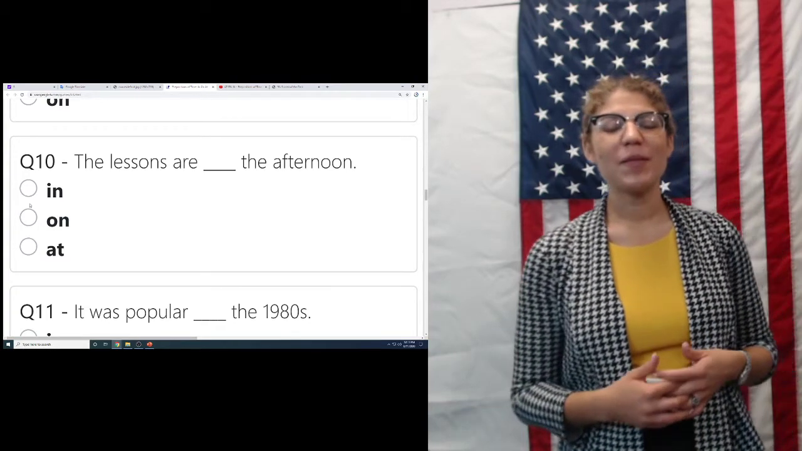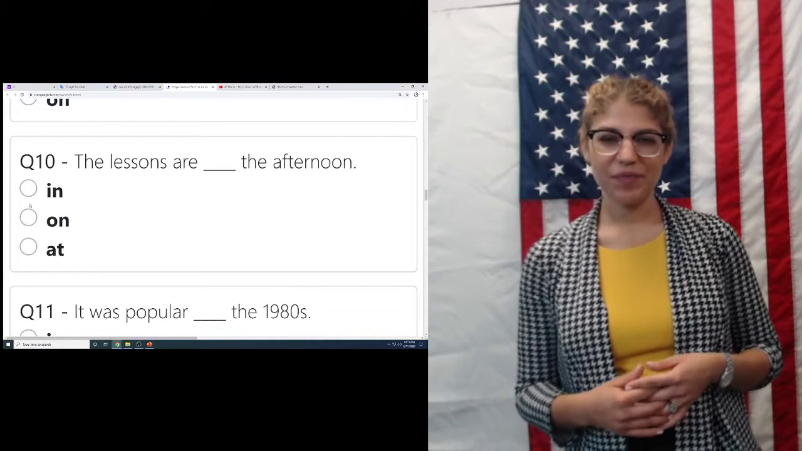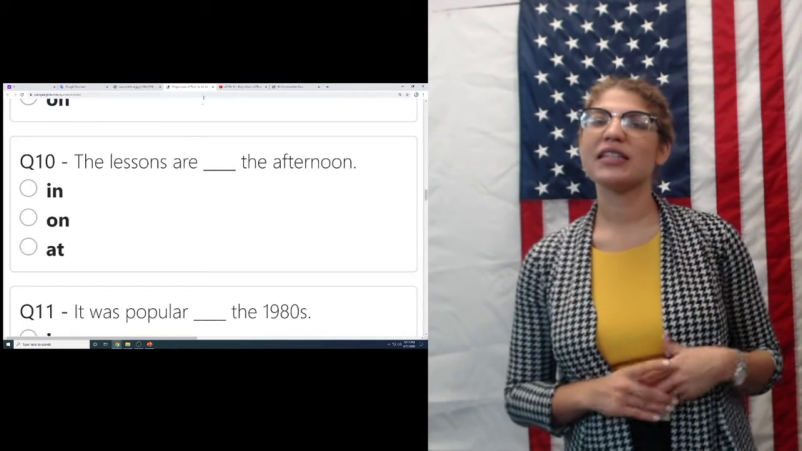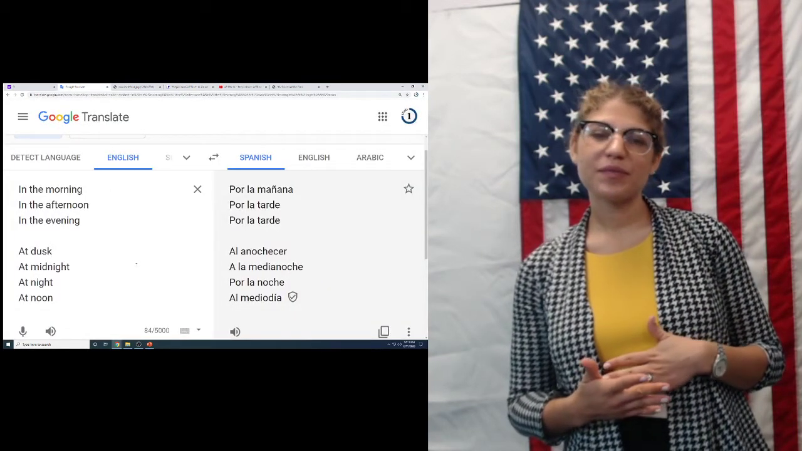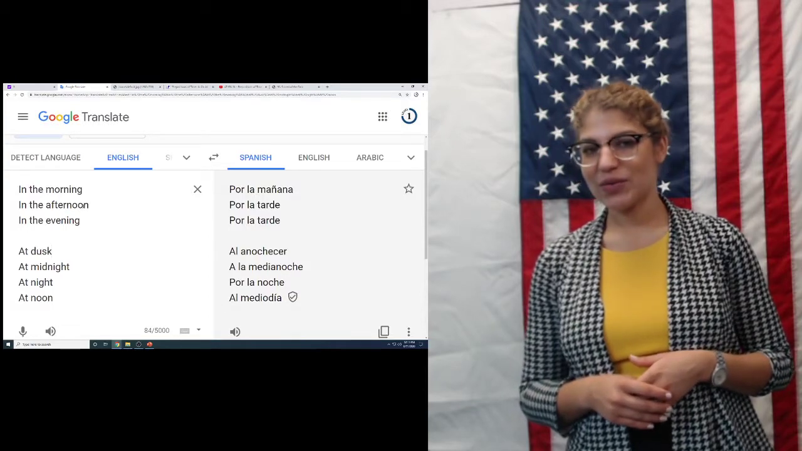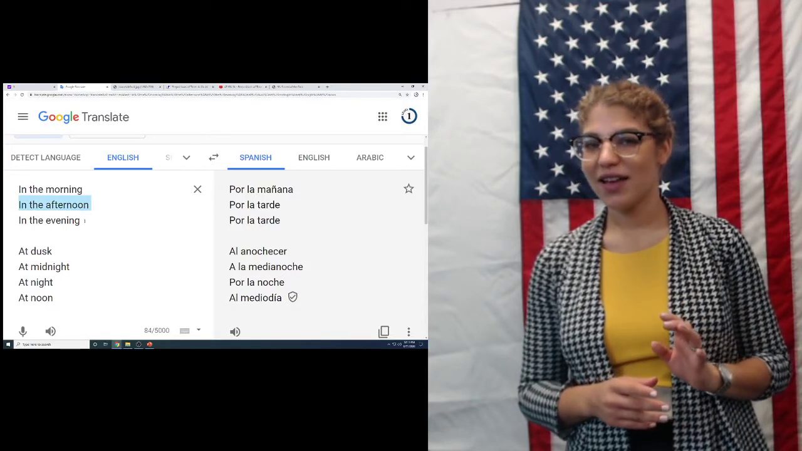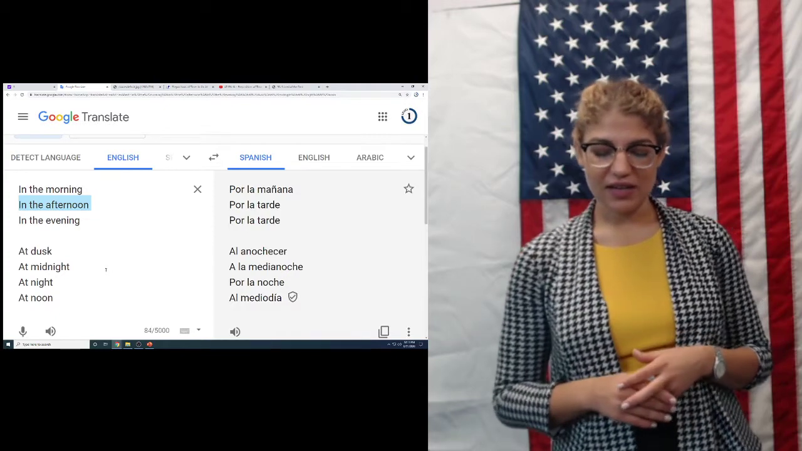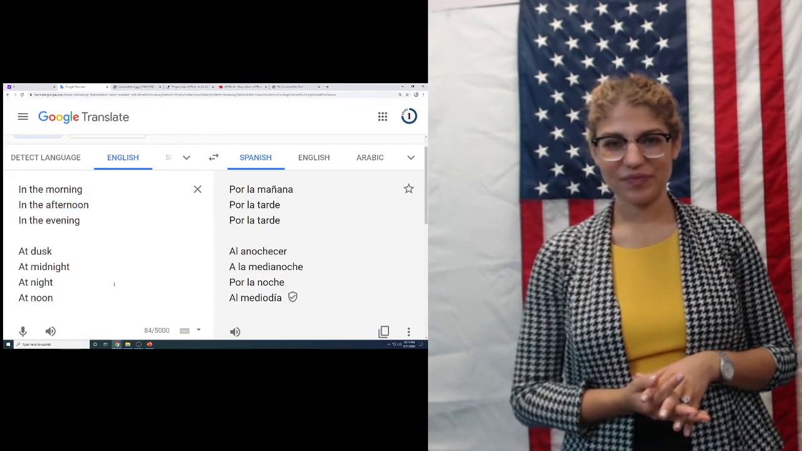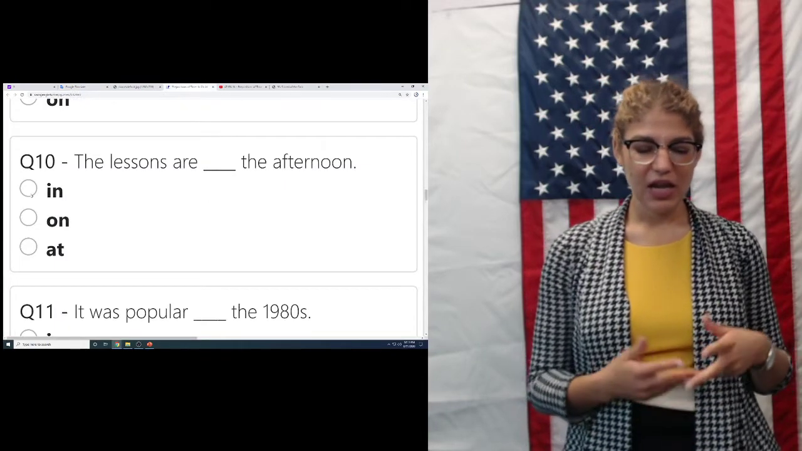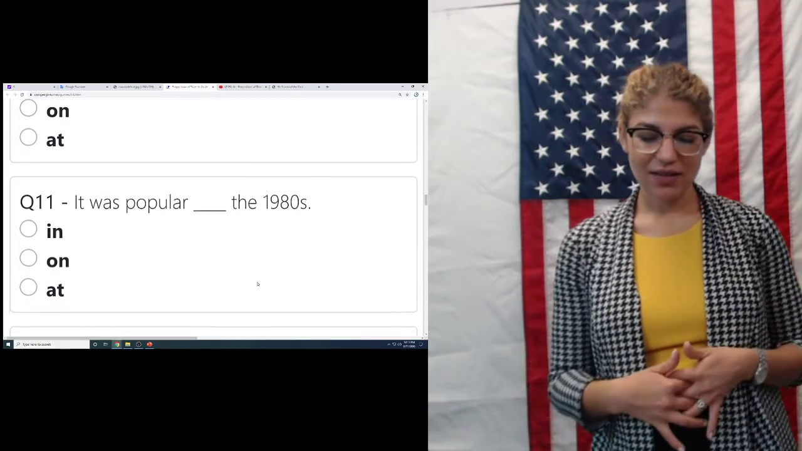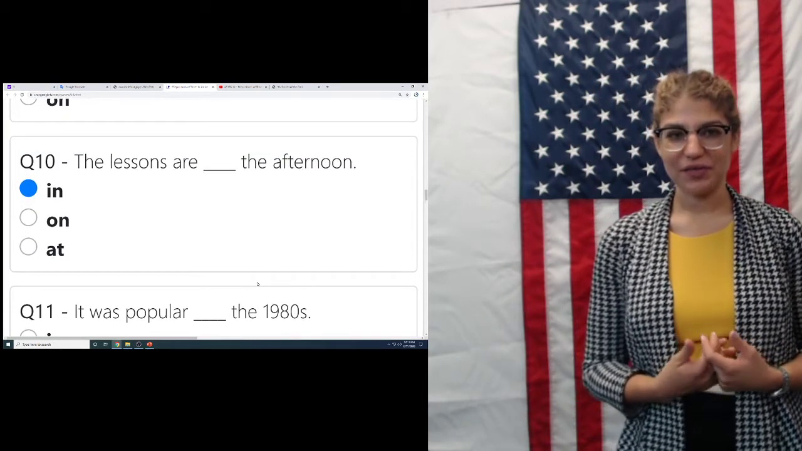We are talking about a part of the day, and in this case, if we can go back to our translate that shows those examples, the afternoon as part of a day, we use the word in. In the afternoon. Excellent job. The class is in the afternoon.